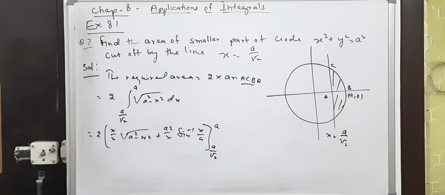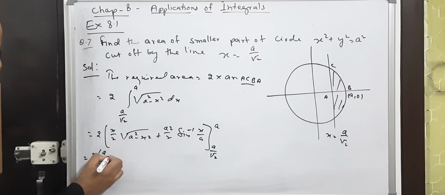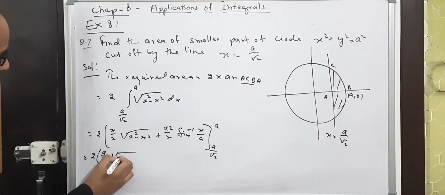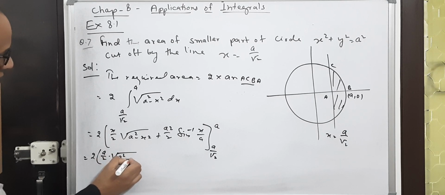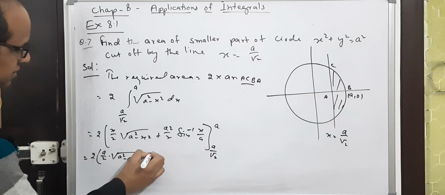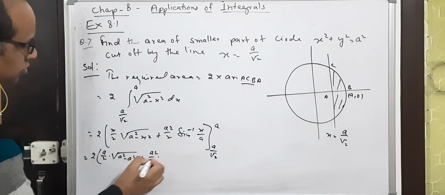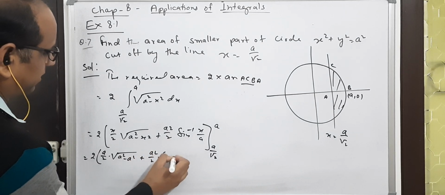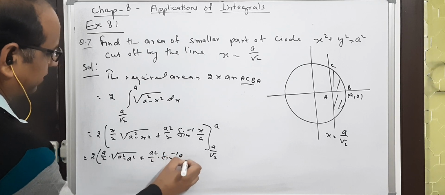So now the calculation part will be important. Please see this now. It is 2, x means a by 2, and here a square minus a square plus a square by 2 sine inverse a by a. That is the first part.